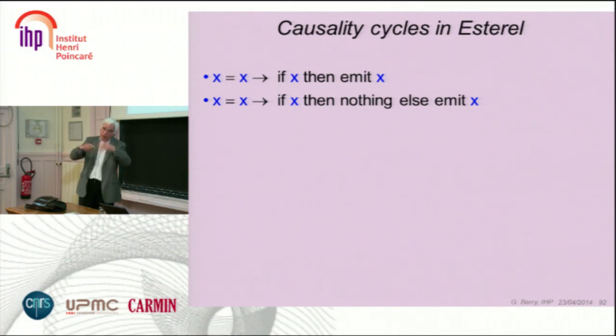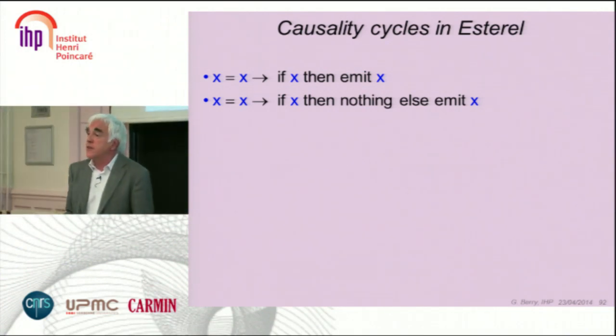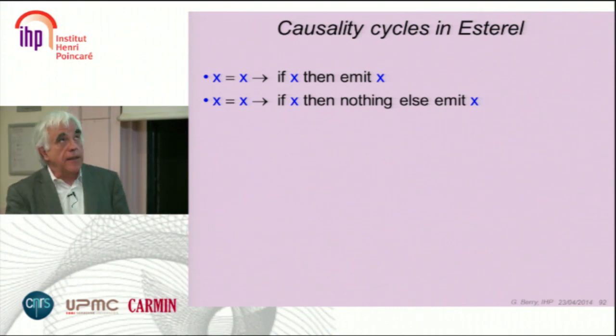Because when you make a complex control system, most signals are 0, and if a signal is 0, you just say nothing, and by miracle it's 0. It simplifies a lot of programming. So if x, then emit x. So if x is true, you emit x, perfectly consistent. If x is false, you don't emit x, perfectly consistent. But it doesn't mean anything.